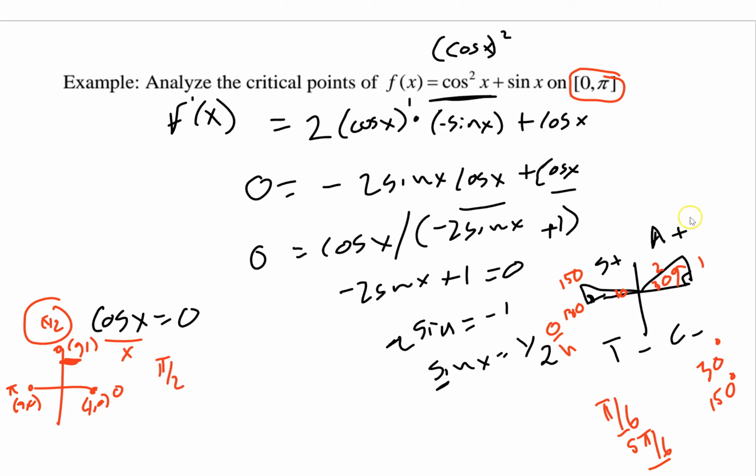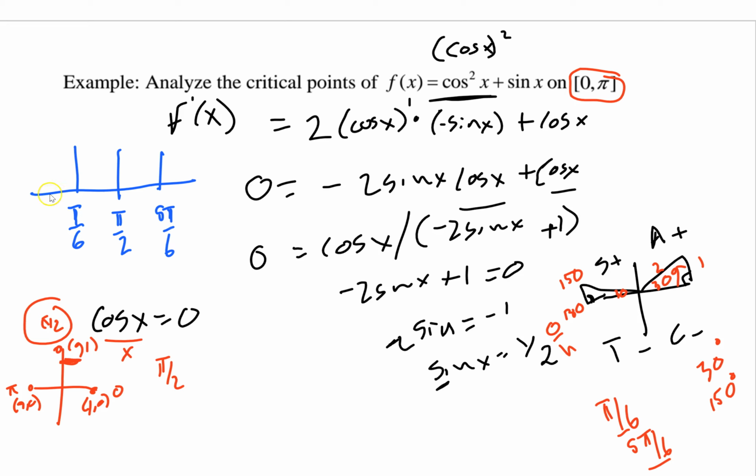Look at all that math. Done. But we kind of just started. The question is to find the critical points and analyze them. Is that a max? Is that a min? These are just my critical points. I have to do a sine chart. Pi over 6 is the smallest one, you can tell by the graph. The middle will be pi over 2, then it'll be 5 pi over 6.